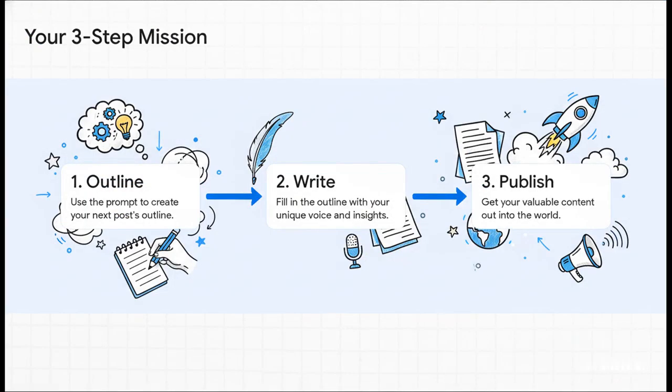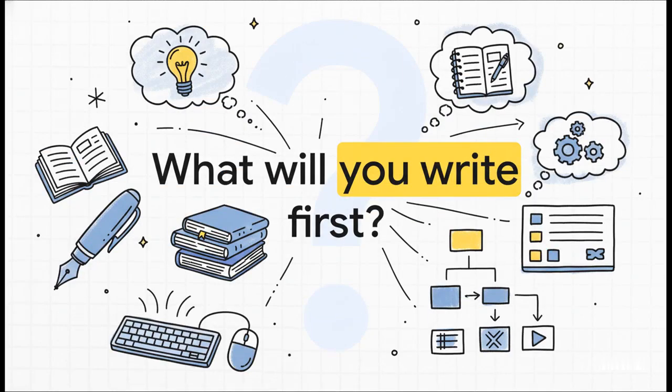So here is your mission, if you choose to accept it. It's just 3 simple steps. 1, use this prompt to outline your very next blog post. 2, fill in that awesome outline and write the thing. And 3, get it out into the world. Publish it. So I'll leave you with this final little push. That idea you've had bouncing around in the back of your mind, that topic you keep saying you're going to tackle someday, now is the time. What will you write first?